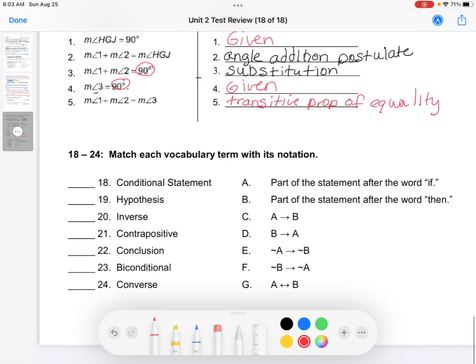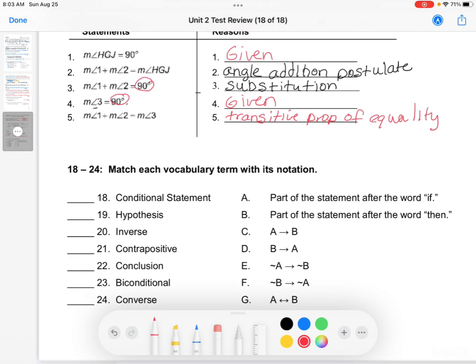Down here, we're supposed to just match the different types of conditional statements. We have the conditional statement, and this is actually a good template. We'll give you this on the test, just so you can tell how everything goes. So the conditional statement is going to be C, A to B. If A, then B. The hypothesis is the part after if. Remember, it doesn't include if. And the part that's after then is called the conclusion, which is B.